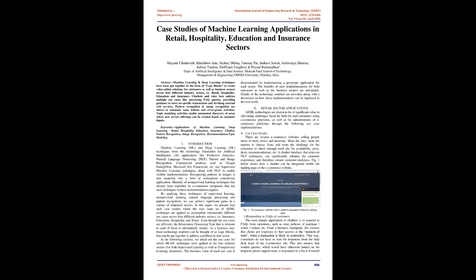In this paper, we present 4 such case studies where the very same set of AI/ML techniques are applied to accomplish substantially different use cases across 4 different industry sectors, i.e. insurance, education, hospitality, and retail. Even though the use cases are different, the information processing task that is inherent to each of these is substantially similar. As a business user, these technology enablers can be thought of as Lego blocks that can be put together to address a problem in that sector.